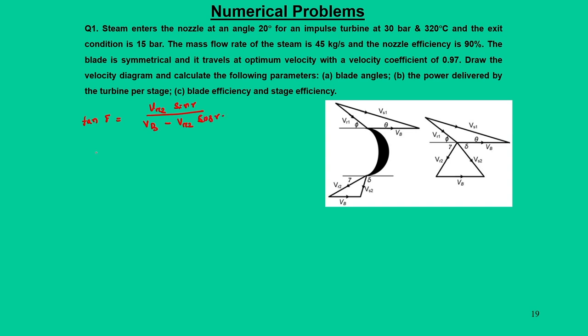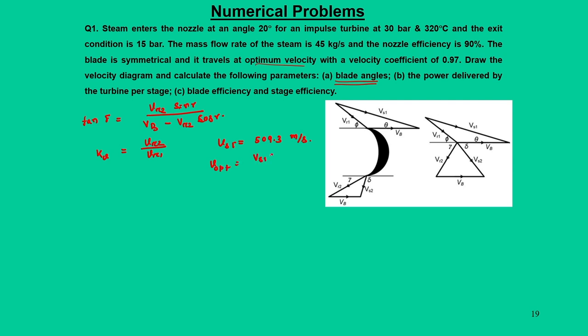Then we also have the working expression that Kb, the velocity coefficient, is VR2 by VR1. By using these expressions we will now insert the values. So, the first thing in this problem we will be finding out is the blade optimum velocity. So, we have VS1 as 509.3 meter per second.